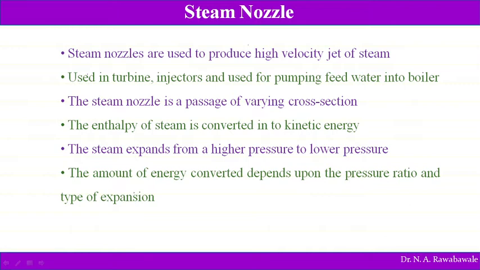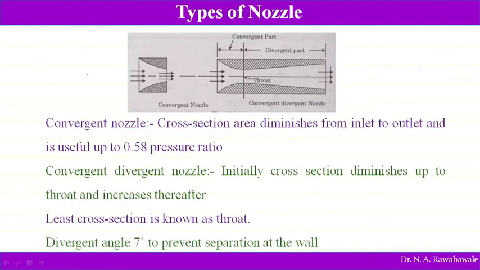That is, a passage of varying cross section through which steam is passed is called a steam nozzle. While the steam passes through this nozzle, the enthalpy, the heat energy contained by that steam, is converted into kinetic energy, and that kinetic energy is utilized for various purposes. Let us see the types of nozzles. There are two types of nozzles: one is the convergent nozzle, another is the convergent divergent nozzle.